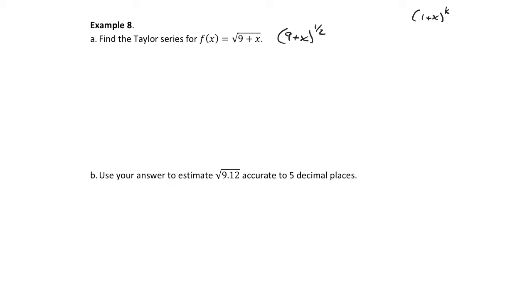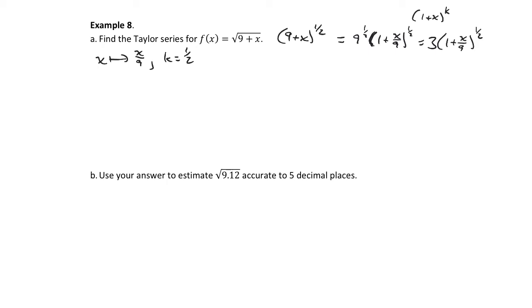We've done this in the past. What I'm going to do is factor out a 9. If I factor a 9 out, that would be 9 to the 1/2 multiplied by 1 plus x over 9 to the 1/2. If you distribute the 9 through, you'd have 9 plus x. Now let's put those exponents back on: 9 to the 1/2, that to the 1/2, which is really just 3 times 1 plus x over 9 to the 1/2. So in our case, we have replaced x by x over 9, and our value of k is 1/2.